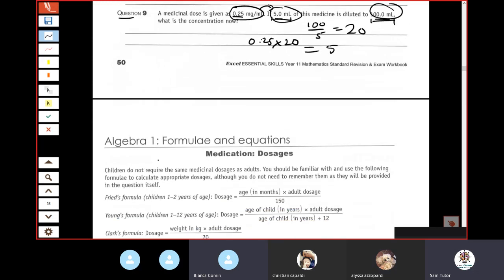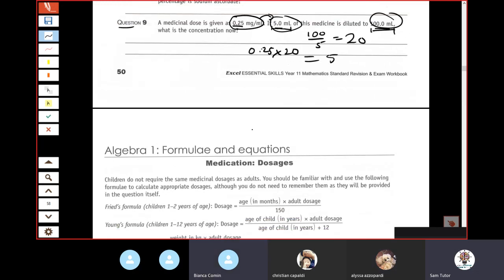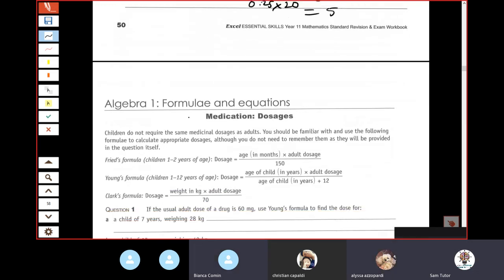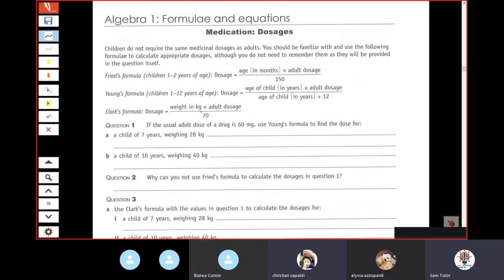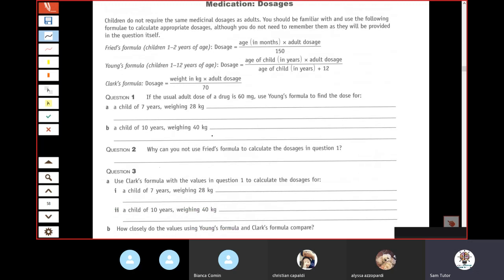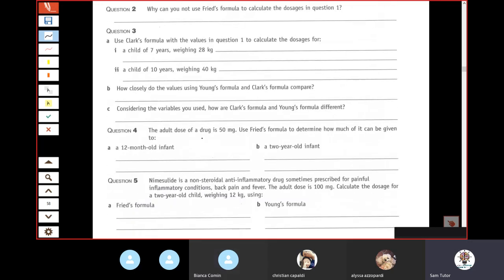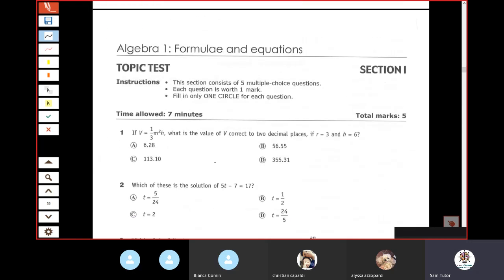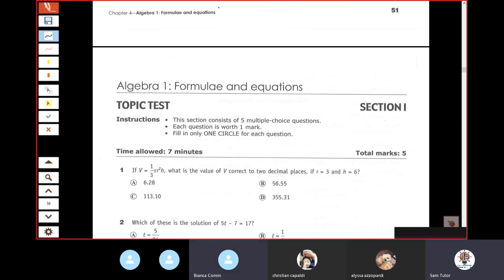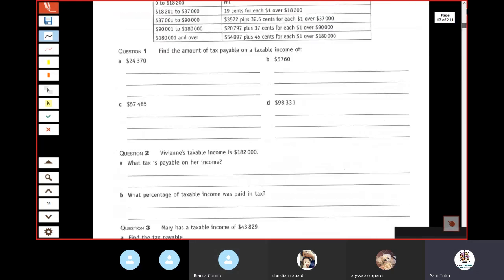Okay. Can I move on? Yep. These ones are easy as well because you're just following a formula. I mean, Freud's formula, Young's formula, Clark's formula will be given to you, and you just use them and calculate. Simple stuff. I'm just trying to find something that is a little bit outside. No, all fairly easy, and then you've got a little topic test. Done. That's good. That's equations out of the way.